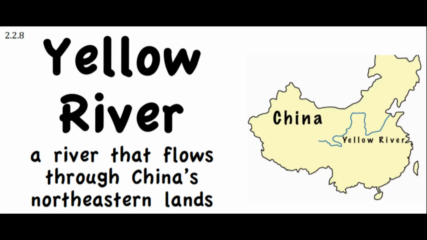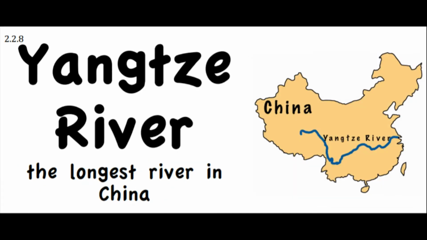The Yellow River is a river that flows through China's northeastern lands. The Yellow River was the home of the first Chinese civilization. The Yangtze River is the longest river in China and the 3rd longest river in the entire world.